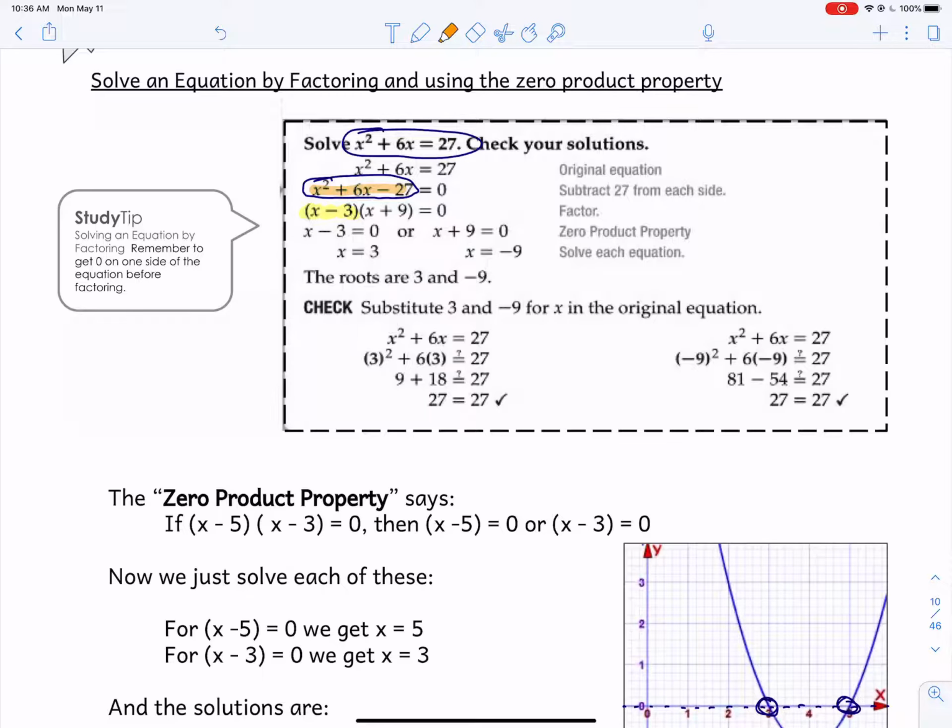Okay, but that's not the only option. We have this other factor, x plus 9. So what value of x would make that become 0? And that would be x equals negative 9. Okay, so again, if x equals negative 9, then that entire function will be 0.